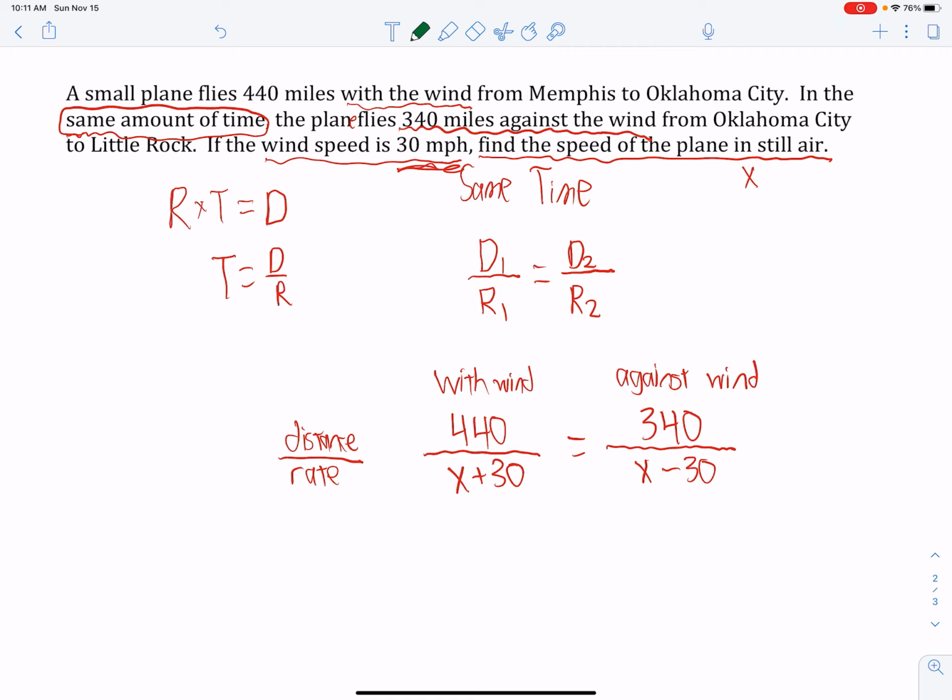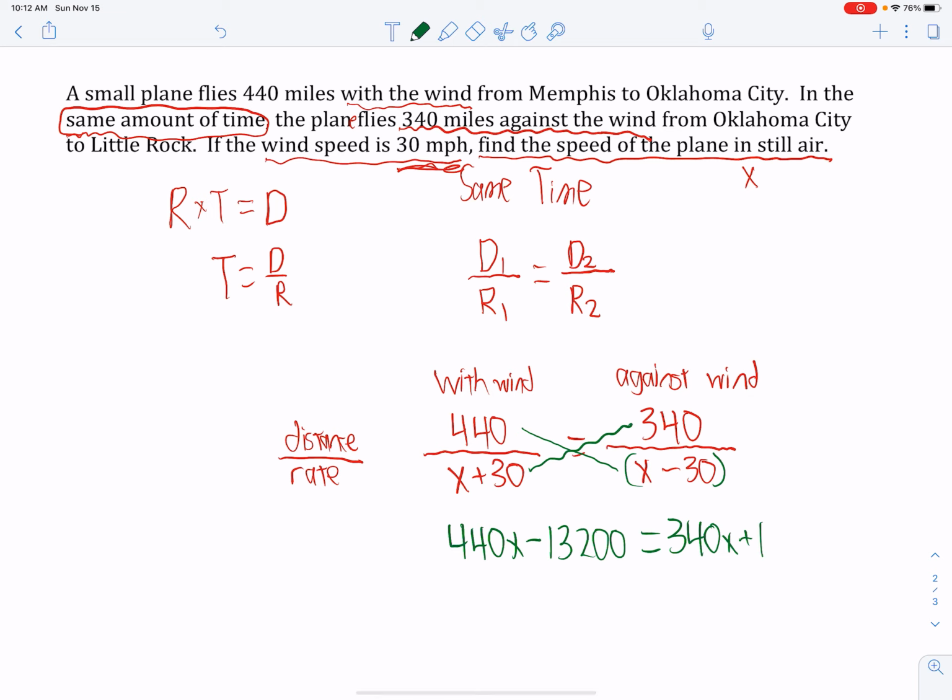Now, we've got another proportion here, so we can do cross products. And just be careful that when you're doing cross products, for example, for 440 times x minus 30, you have to distribute. You have to multiply that 440 by both parts of that. So 440 times x is 440x. And then 440 times minus 30, we have minus 13,200. On the other side, x times 340 is 340x. And 30 times 340, we have 10,200.